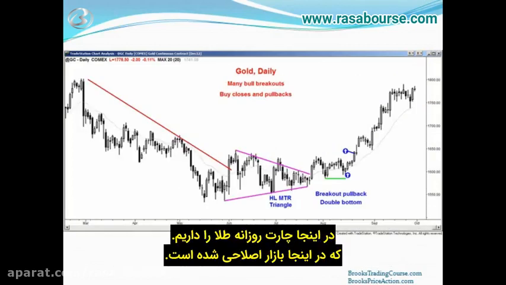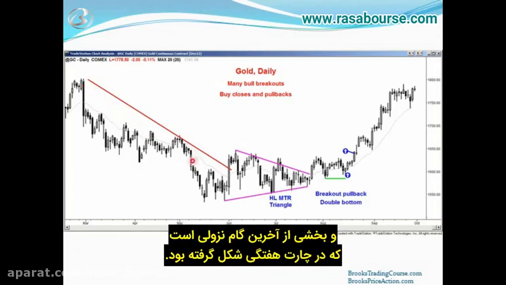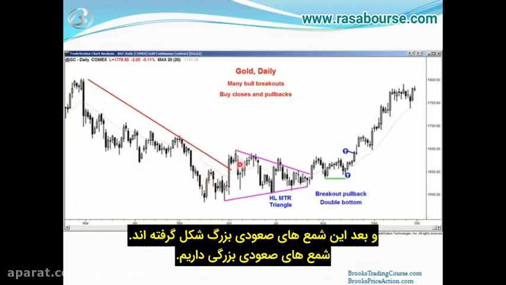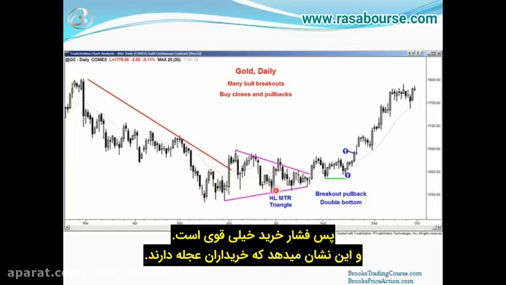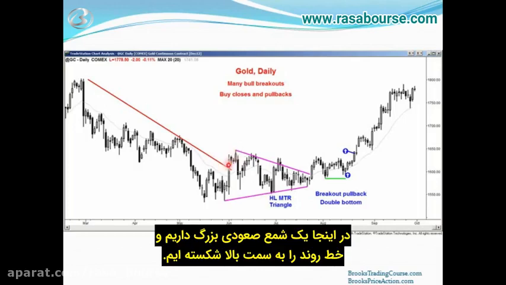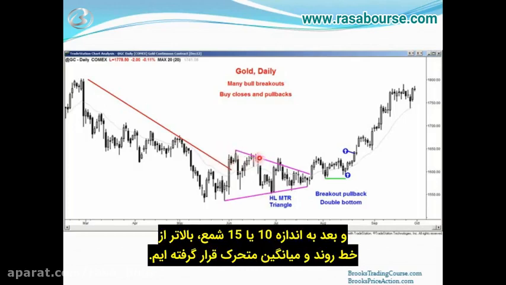Here's gold again, this time on the daily chart, and this is part of that correction, the most recent leg down in that correction. And look what happened. We had a very strong sell-off, and then we started getting these big bull bars. So tremendous buying pressure, tremendous urgency on the part of bulls. We broke above the trend line with a very big bar, and we kind of held above that trend line for about 10 or 15 bars and above the moving average.